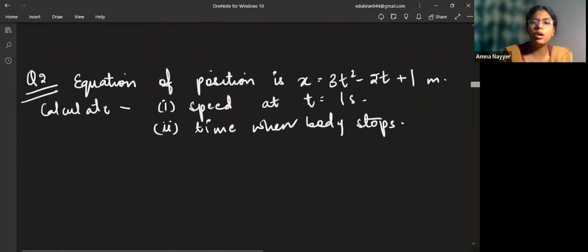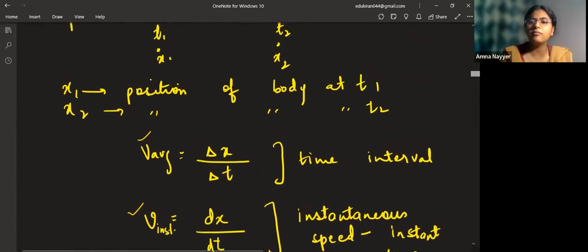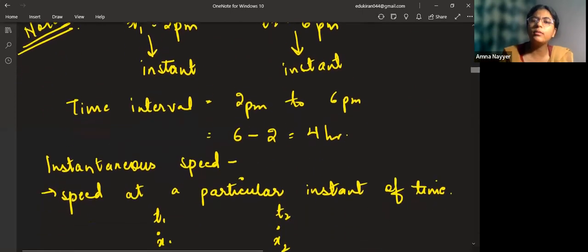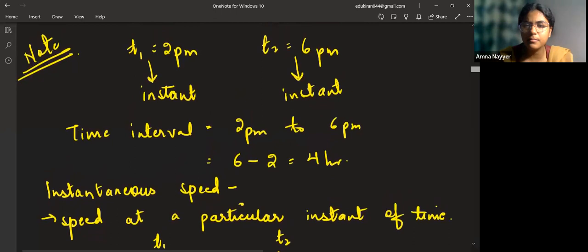Now, this is the solving part. Those who have not done it, it will be a little difficult for you. Do one thing. First, note down this part. Just make a note point and note this down: when to use average, when to use instantaneous.